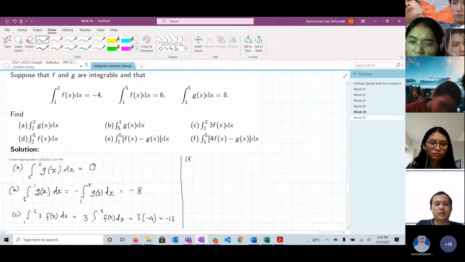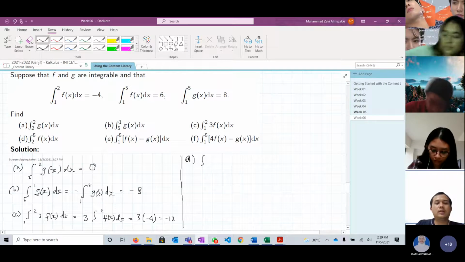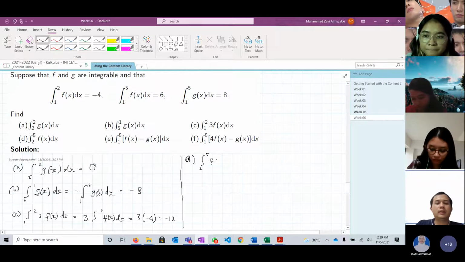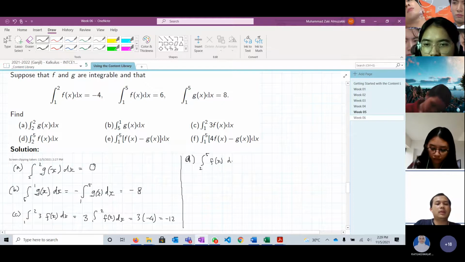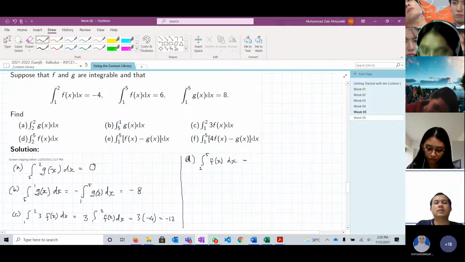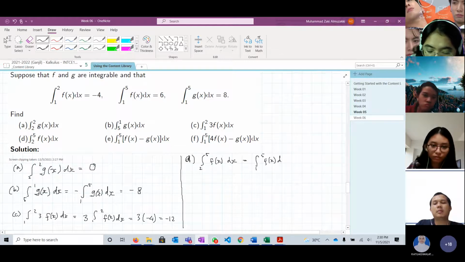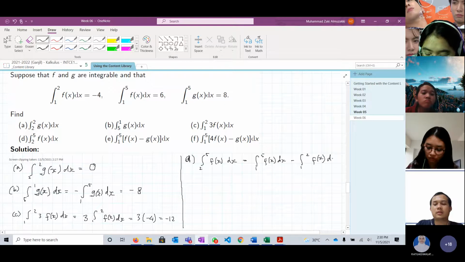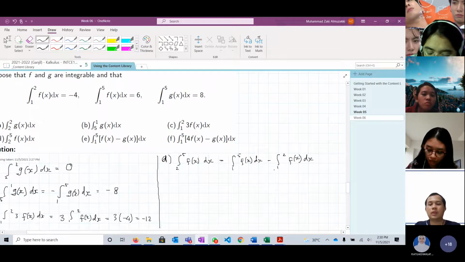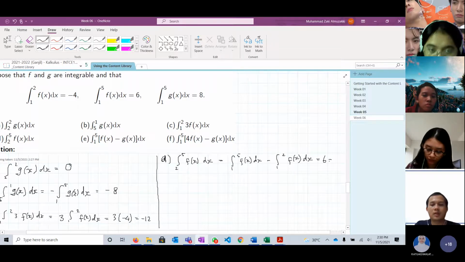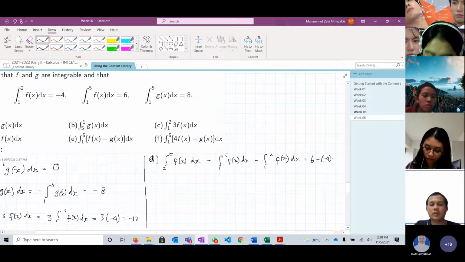For D, the integral from 2 to 5 of f(x) dx is basically the integral from 1 to 5 of f(x) dx minus the integral from 1 to 2 of f(x) dx. So in this case, we have that the value is 6 minus 4, which is 10.